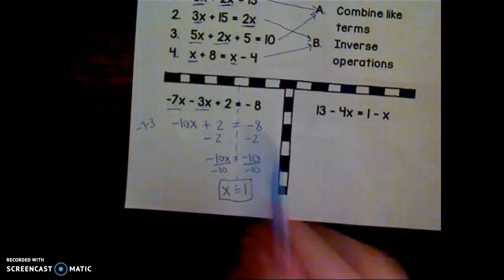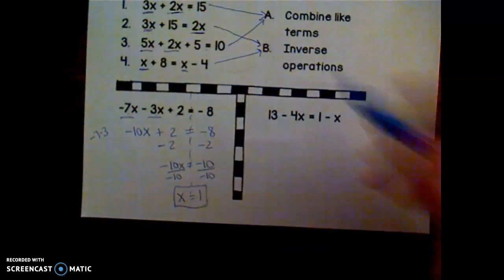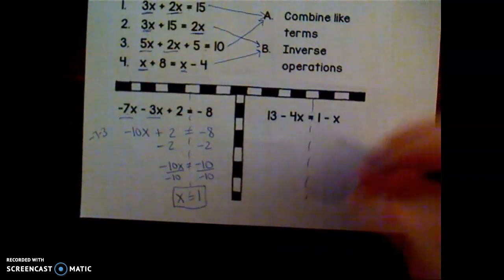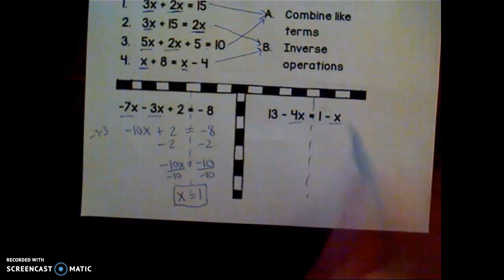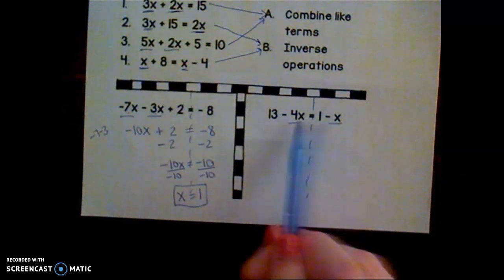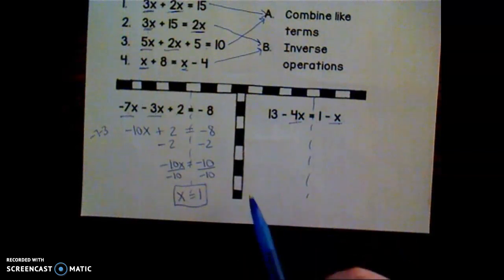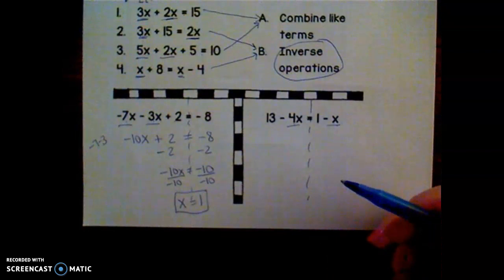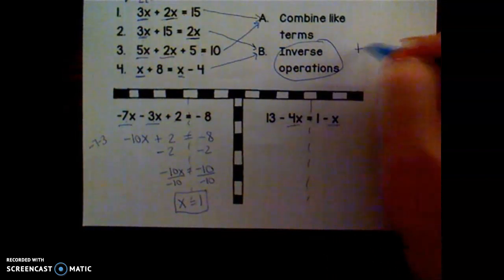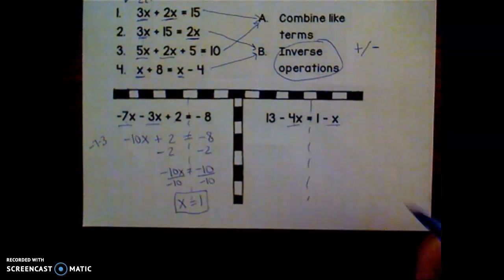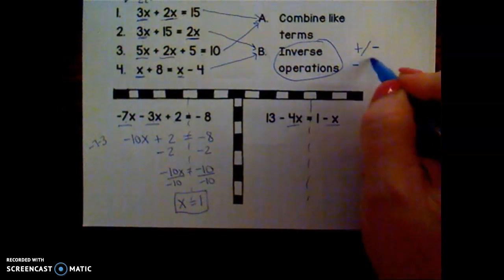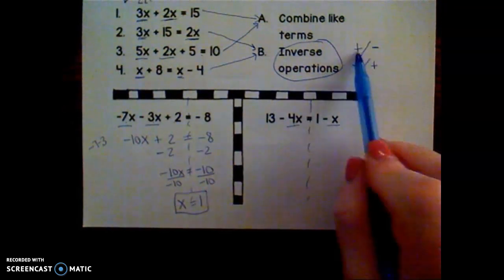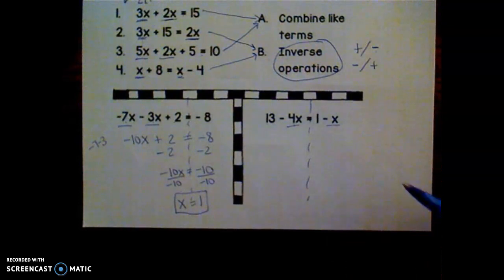So this is a review. We've done that before. This is what's new. This is where my x's are on opposite sides of the equal sign. So I cannot add those together. Those are not like terms. So I have to use what are called inverse operations. So if the x is positive, I have to subtract it away. If it's negative, I have to add it to get rid of it. These are your inverse operations.